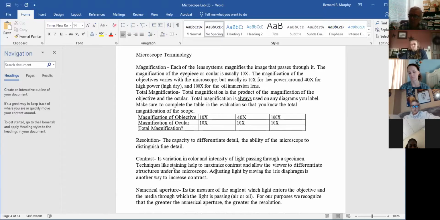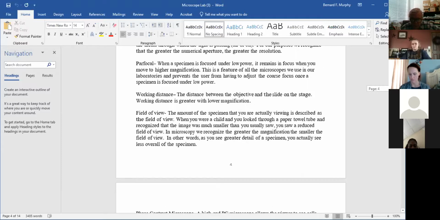So that's two things. So here's the thing: if the thing you're looking at is already stained, then you want to use a lot of light to look at it. If it's not stained, you want to use less light to look at it. Okay. Numerical aperture. Don't worry about that. I'm not going to ask you anything about numerical aperture.